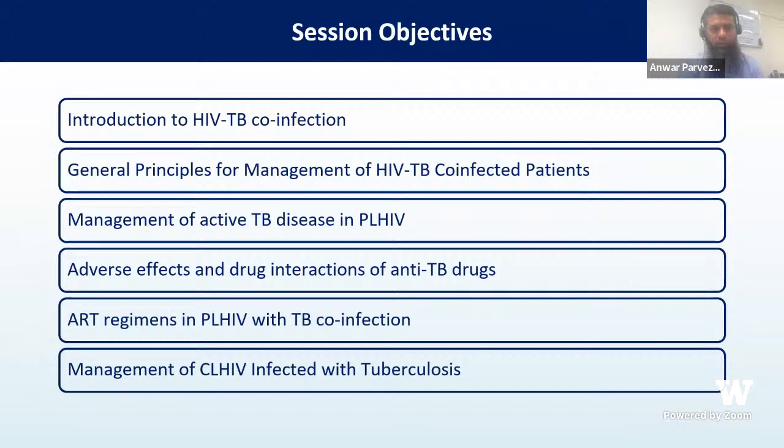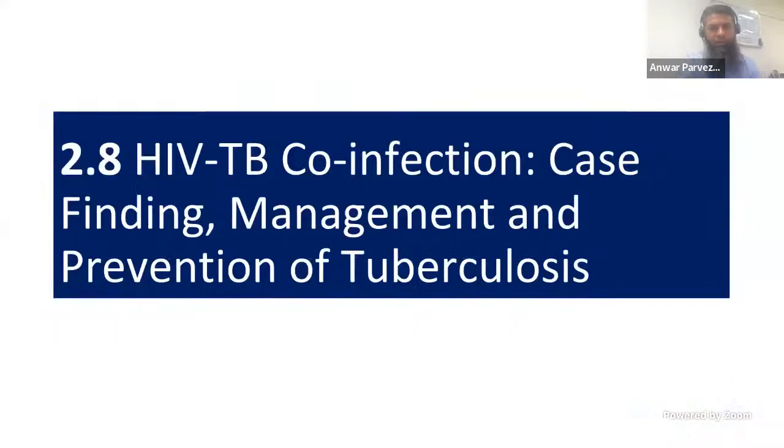What we will do is introduce HIV-TB co-infection and how these diseases interact with each other. We'll see the general principles of management of HIV-TB co-infected patients, something about the toxicity of anti-TB medications, how they interact with ART, what needs to be done, and also what needs to be done about the management of such cases in children living with HIV. As I mentioned, all of it has been taken from the National ART guidelines released by NACO in 2021.